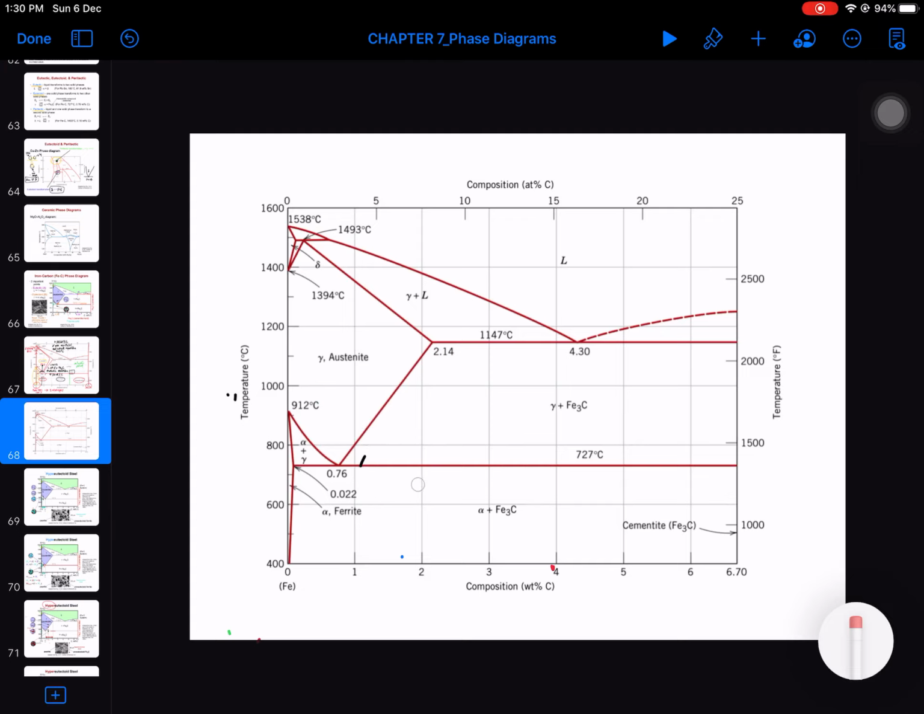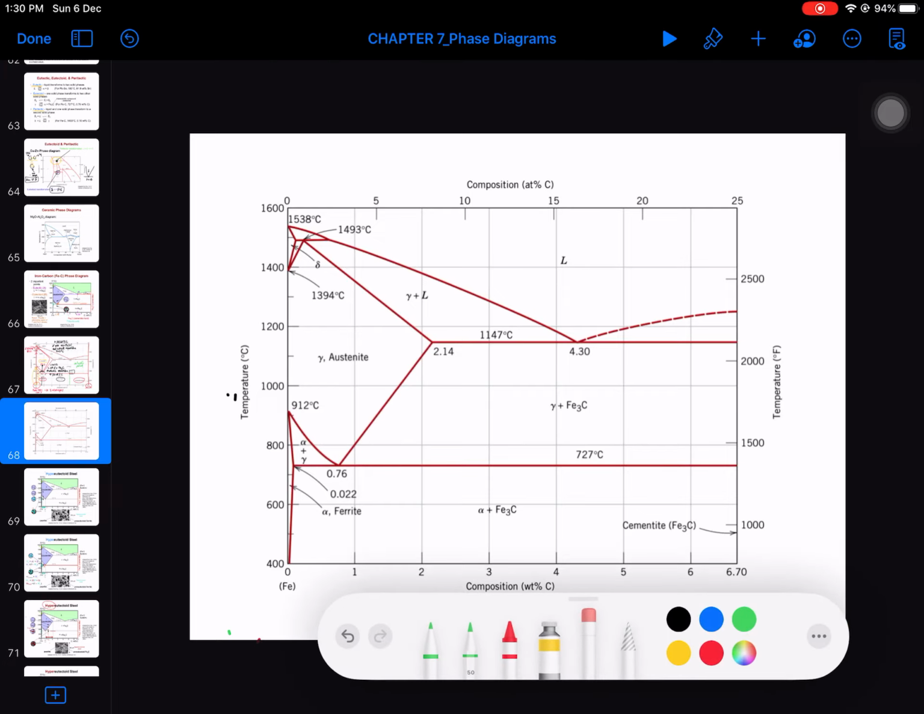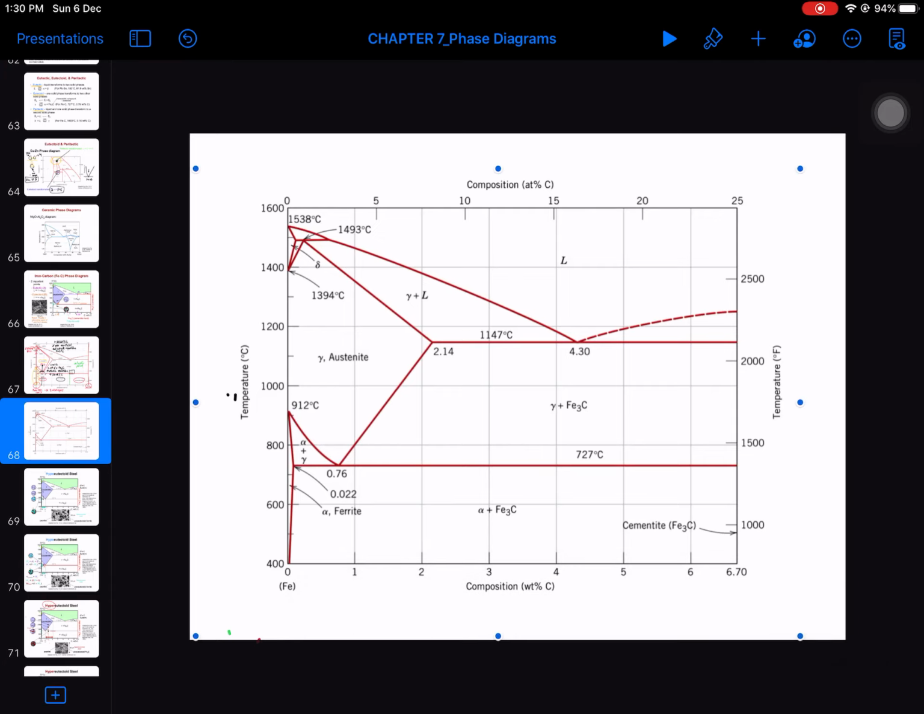Now for hypereutectoid, it means that the composition comes after the eutectoid composition. That means the composition has more percentage of carbon compared to the eutectoid composition. So it can be from here to here, somewhere here. This is the range for hypereutectoid alloy. Let's just say that we choose one composition.